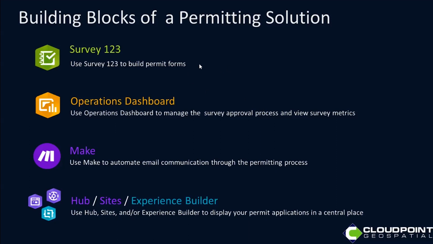The base here is using Survey123 to build out our permit forms. Then we have Operations Dashboard coming in to manage the approval process and view any survey metrics. And then Make, which you may or may not be familiar with. It is the visual automation platform, formerly known as Integromat, and in this example we use it to automate email communication throughout the permitting process.